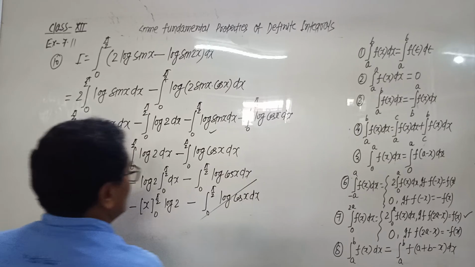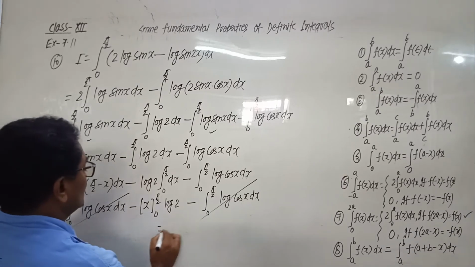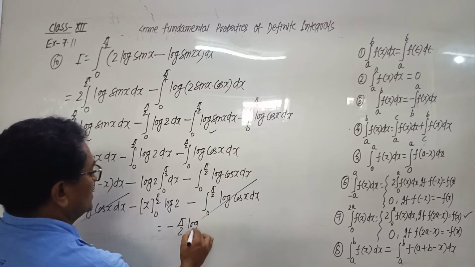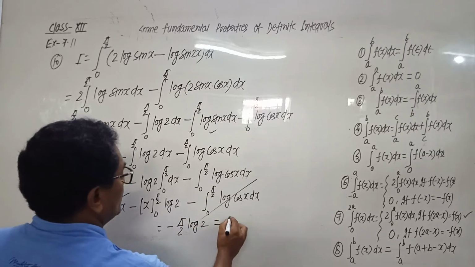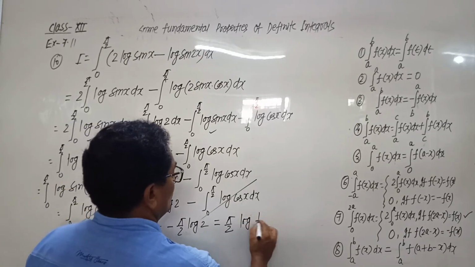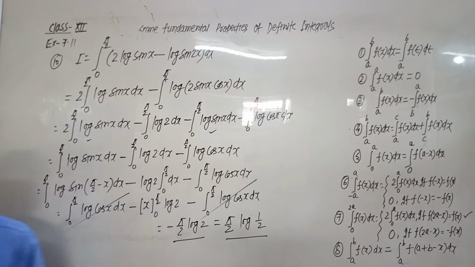So minus log cos x dx and plus 0 to pi by 2 log cos x dx get cancelled, and here we put the limit, so minus pi by 2 log 2 is the result, which can also be written in positive term as pi by 2 log 1 by 2. So this we get the result.